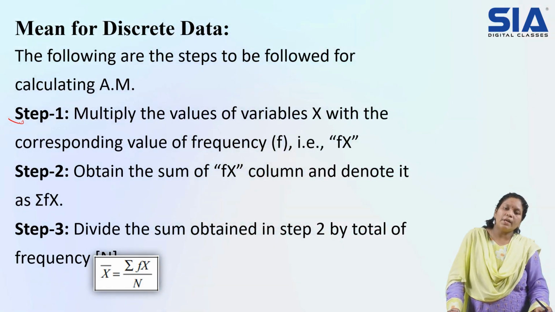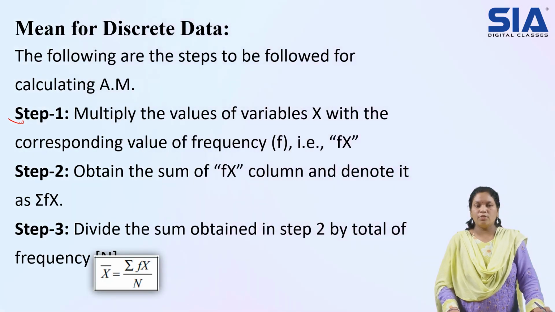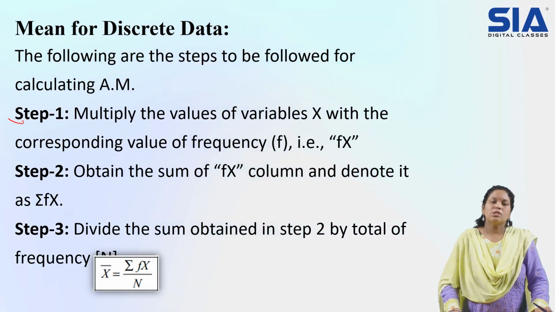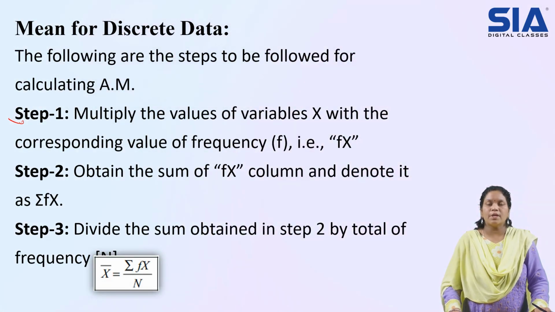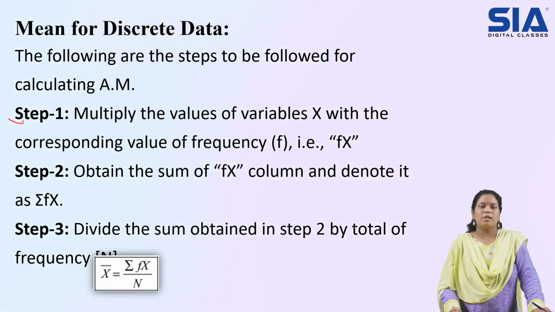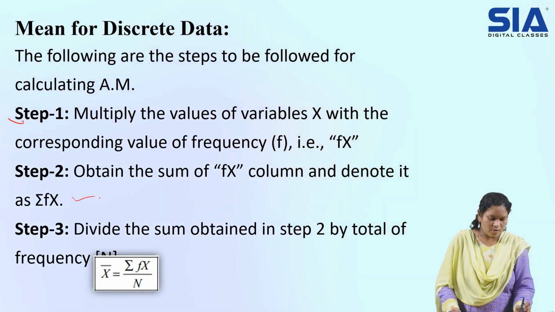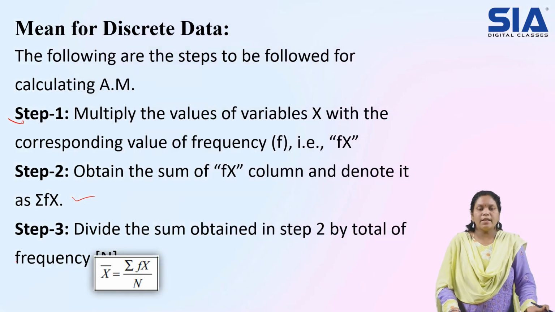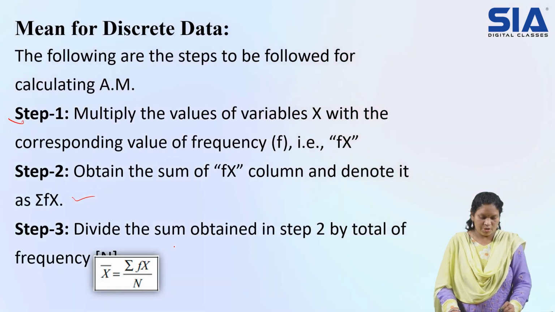Next, step 2, obtain the sum of the fx column and denote it as summation fx. After obtaining the third column fx, the multiplication column, just simply add all the values, you'll get its total. That is what we call summation fx. Next, step 3, divide the sum obtained in step 2 by the total of frequency. So whatever sum you got, summation fx, that should be divided by the frequency total.